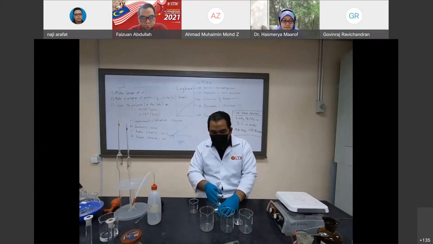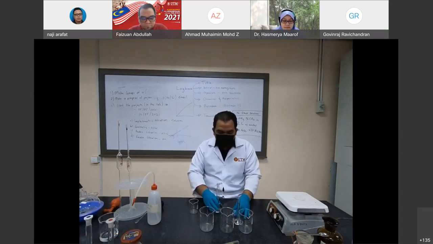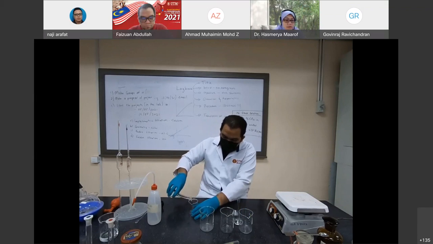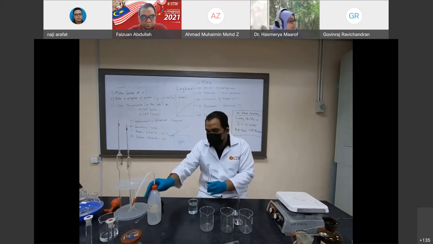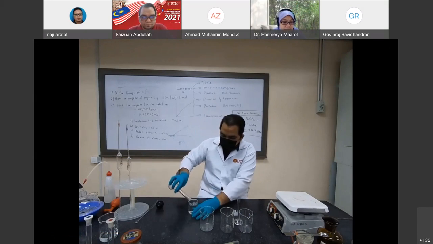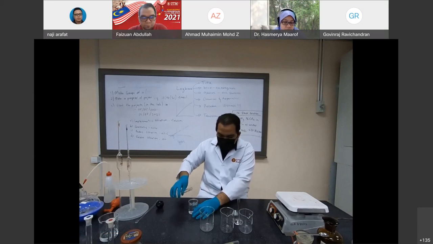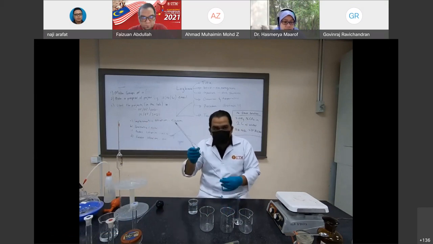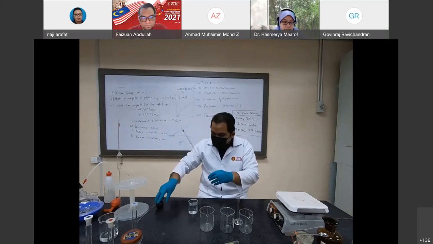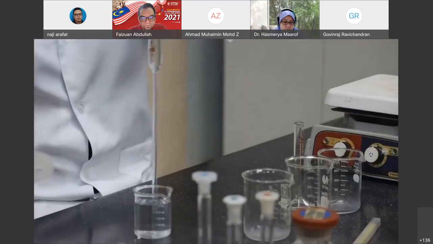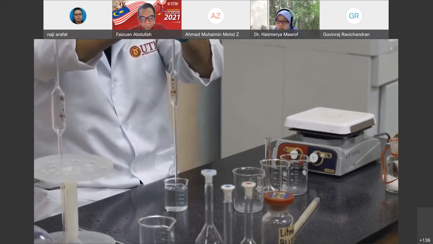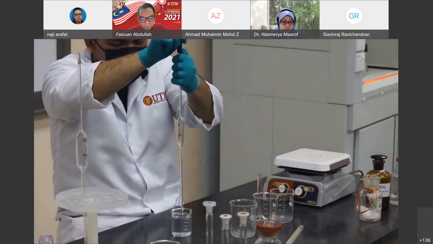Now, I'm going to transfer this solution into a beaker. And from this beaker, I am going to pipette 25 milliliters of the solution into three different 250 milliliter beakers for the subsequent steps. Now, I'm going to demonstrate to you how I'm going to transfer 25 milliliters of the solution into the beakers. Look carefully, accuracy is very important, especially when you look at the measurement.